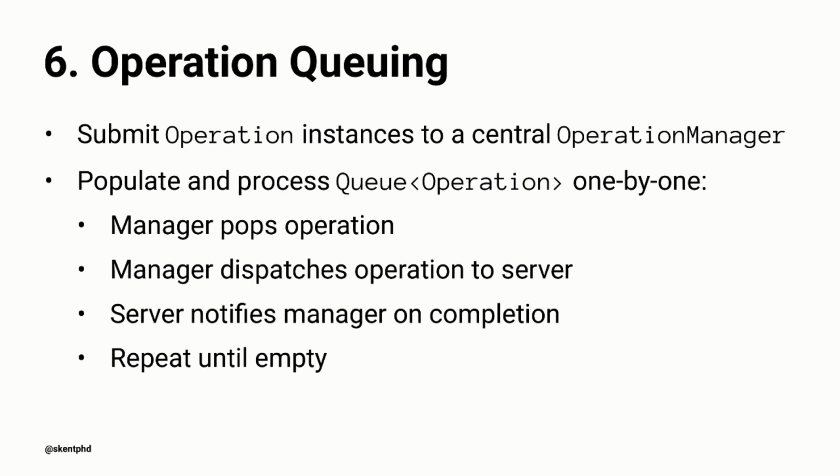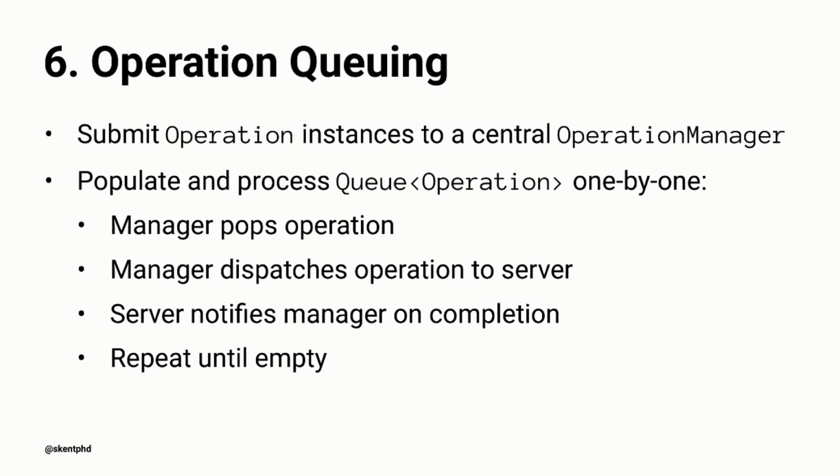So the right thing to do is instead to build your own queue of operations and manage a queue. So in our application, what this looks like is we created a type that represents an operation, and then instead of directly performing those operations, we would hand them off to a central operation manager. And that manager would be responsible for a number of things. It would populate a queue and then process that queue one by one.